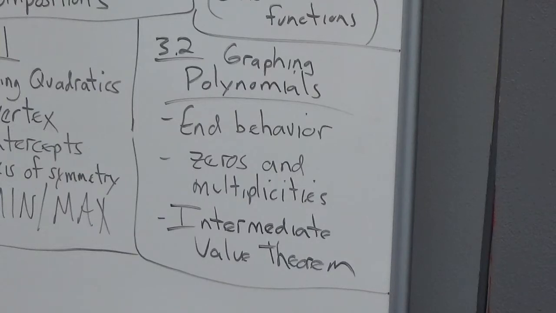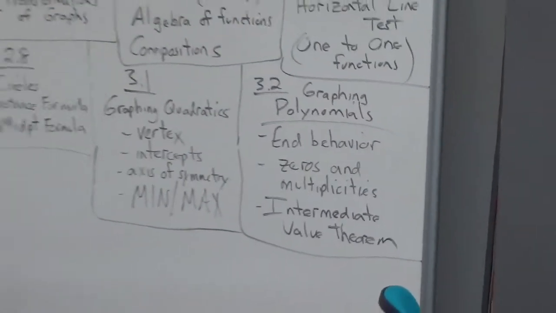Anything higher than that, we just lump all together into polynomials. Just like we did in 3.1, where we were graphing quadratics, now we want to look at higher degree functions and be able to graph those. It's the same idea as 3.1, except different kinds of functions. The things we're interested in now are end behavior, zeros, multiplicities, and the intermediate value theorem. So let's look at what's going on there.